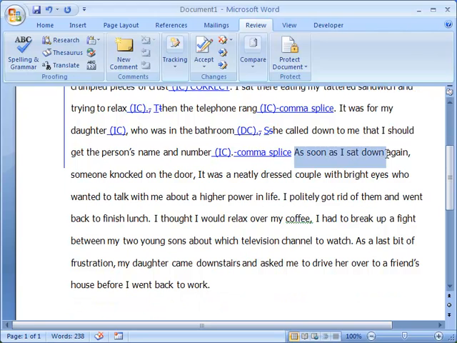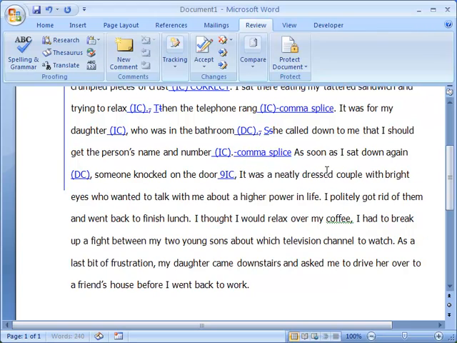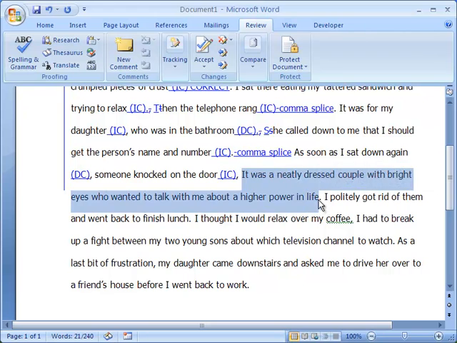Next, I have, as soon as I sat down again, someone knocked on the door. It was a neatly dressed couple with bright eyes who wanted to talk to me about a higher power in life. I see I have three different ideas here. My first idea begins with as, and if I look at this idea, I see that I have a dependent clause. We begin with a dependent word, and we have a subject and verb. If I look at the next idea, someone knocked on the door, I see that I have an independent clause. That could be a sentence by itself. The last idea is also an independent clause.